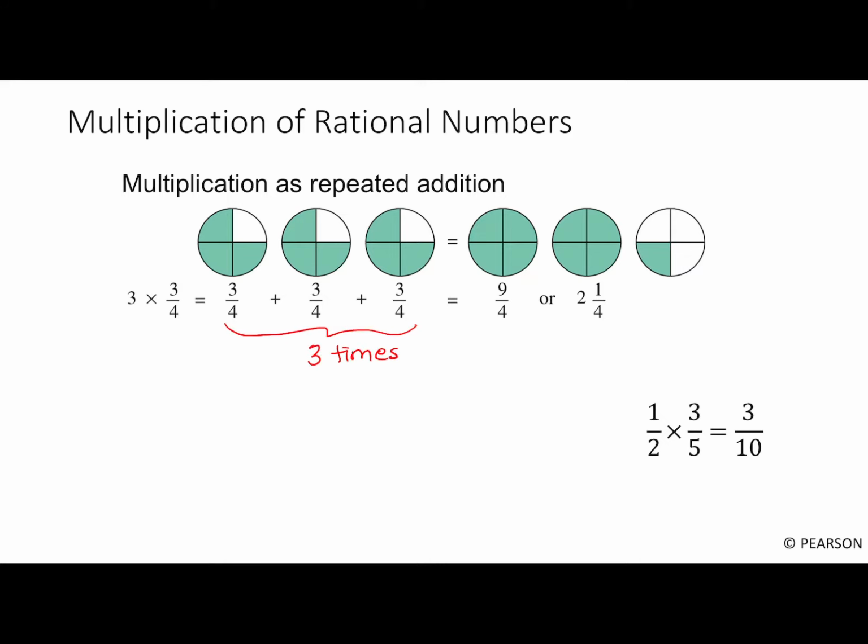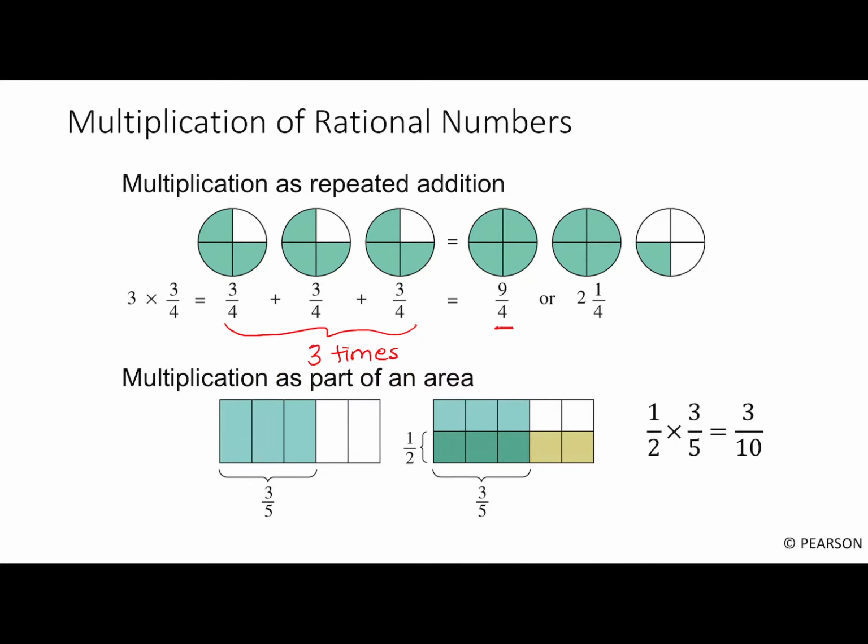Now above I've drawn a picture just so you or your students could visualize what that means, right? So we're adding 3/4 3 times. If I fill in some of those green sections appropriately, you can see that we've got 9/4, or if I write it as a mixed number, 2 1/4. We can also use an area model.